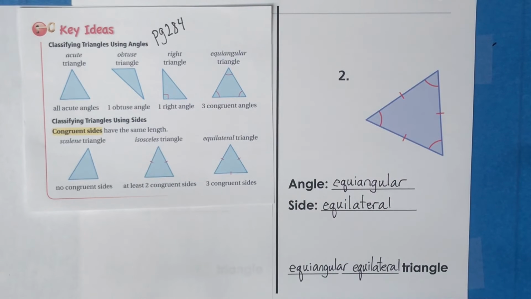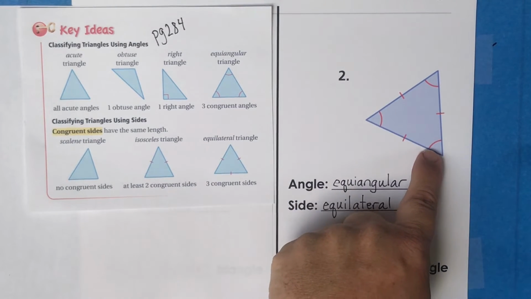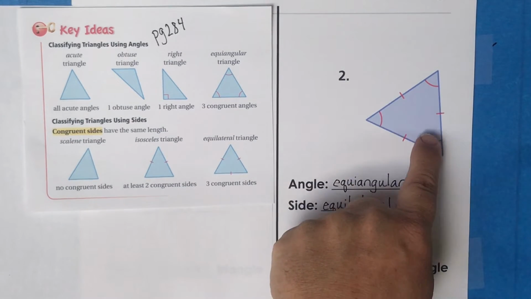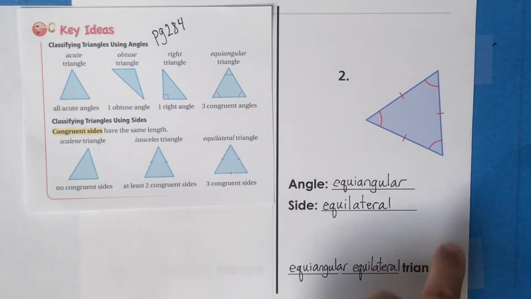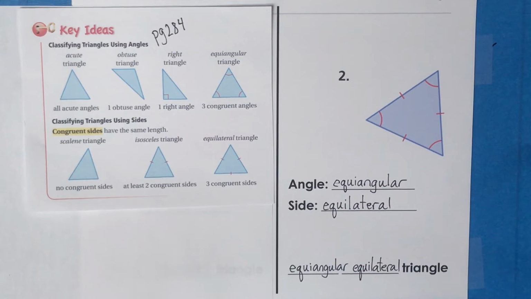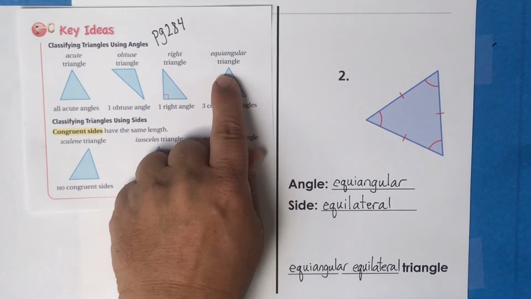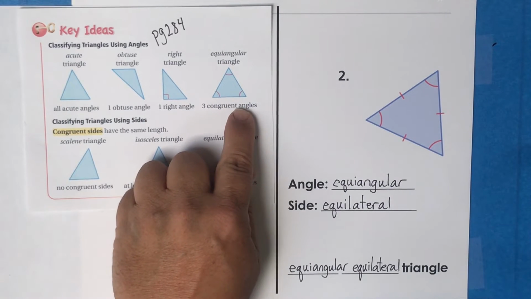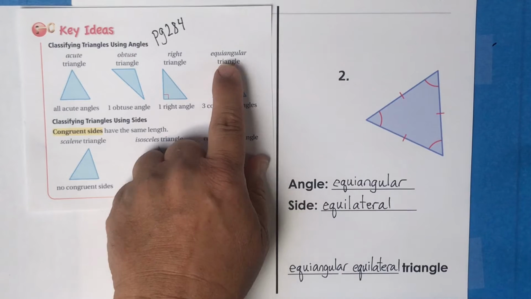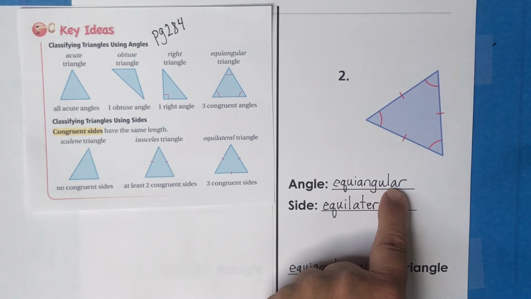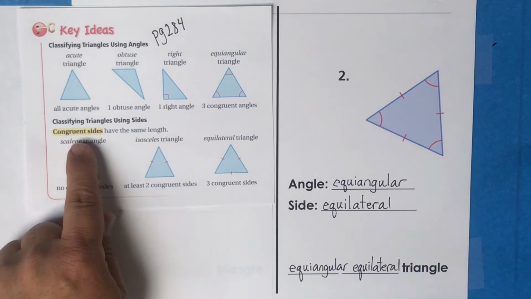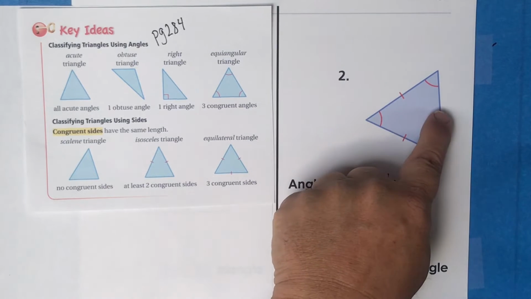All right. As you noticed, first of all, by looking at all of the angle measures, we see these three arcs, which lets us know that each of those angles has the same measure. So based on our chart here, we see right away that it has three congruent angles, which makes it an equiangular triangle.